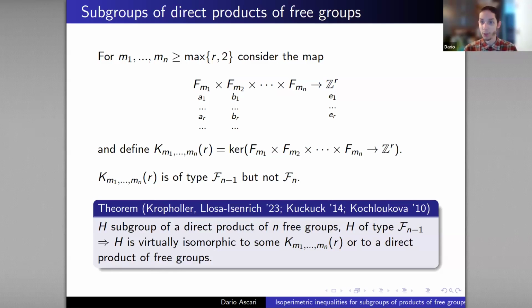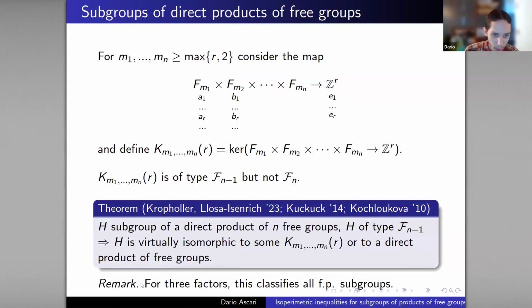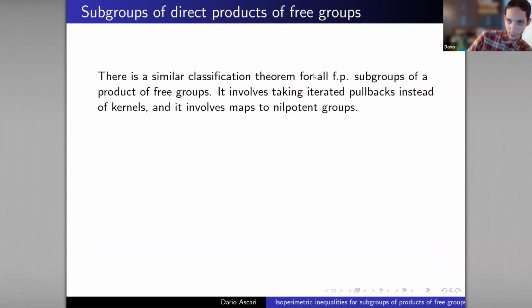So there is a classification theorem for subgroups of type F_{n-1}. In particular, for 3 factors, this classifies all finitely presented subgroups. In a direct product of 3 free groups, finitely presented is the same as type F_{n-1} for n equal 3. For 4 factors, 5 factors, more factors, there is a similar classification theorem, but I will not go into the details of that.